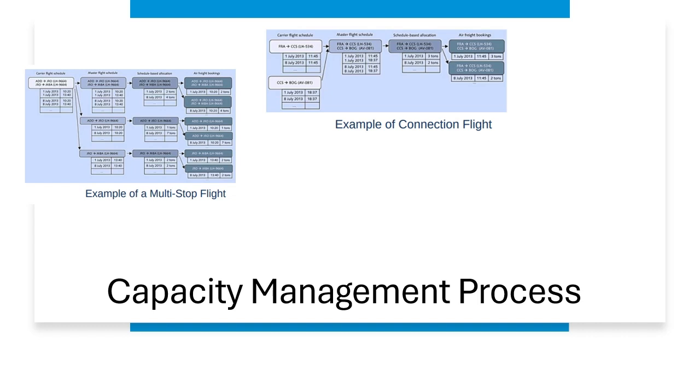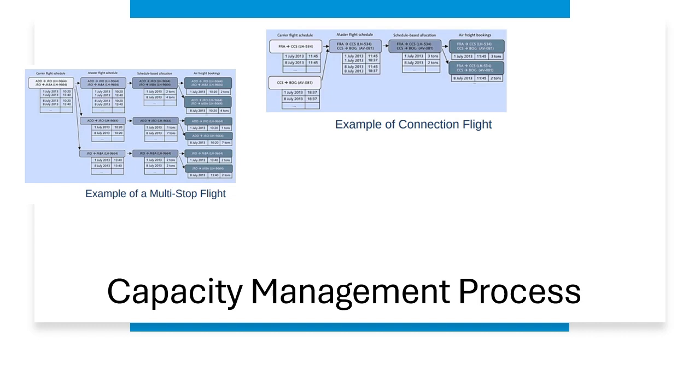And this second example is an example of a connection flight. It shows a flight from Frankfurt to Caracas and then to Bogota. This scenario shows the coordination between different carriers, each responsible for a specific leg of the journey. The master flight schedule connects the departure times and ensures that capacity is allocated correctly across both carriers.